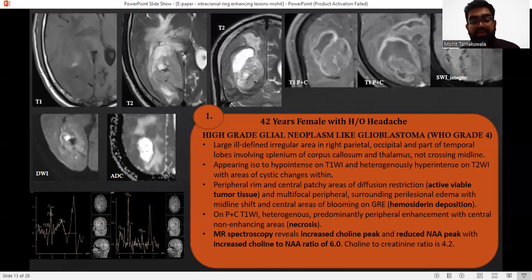On MR spectroscopy, increased choline peak and reduced NAA peak with increased choline to NAA ratio of 6.0. Choline to creatine ratio is 4.2.